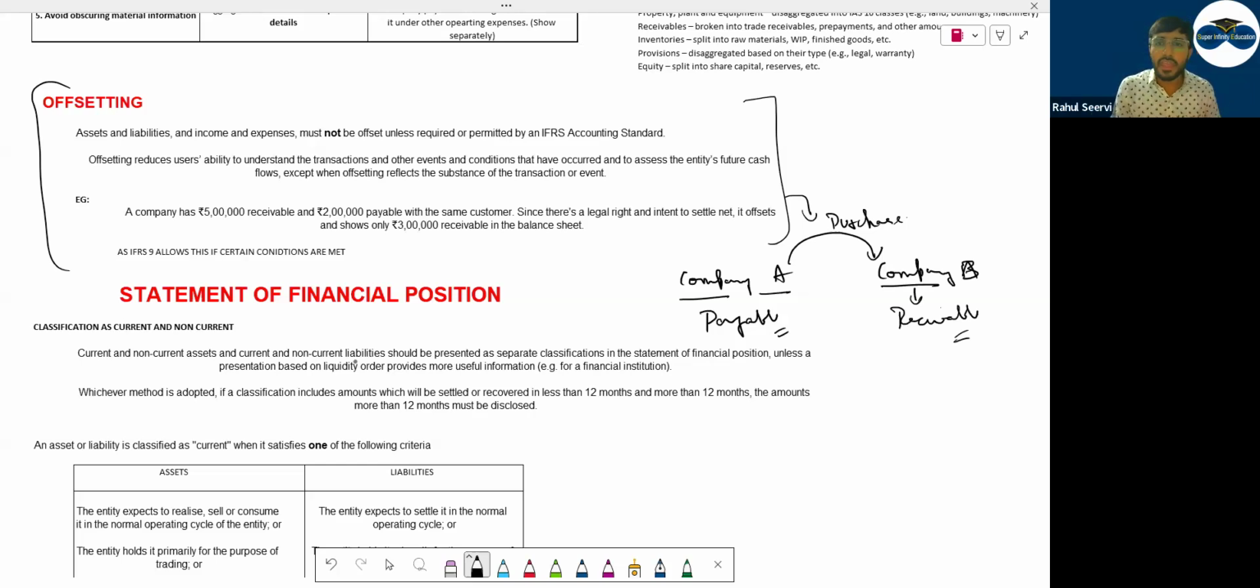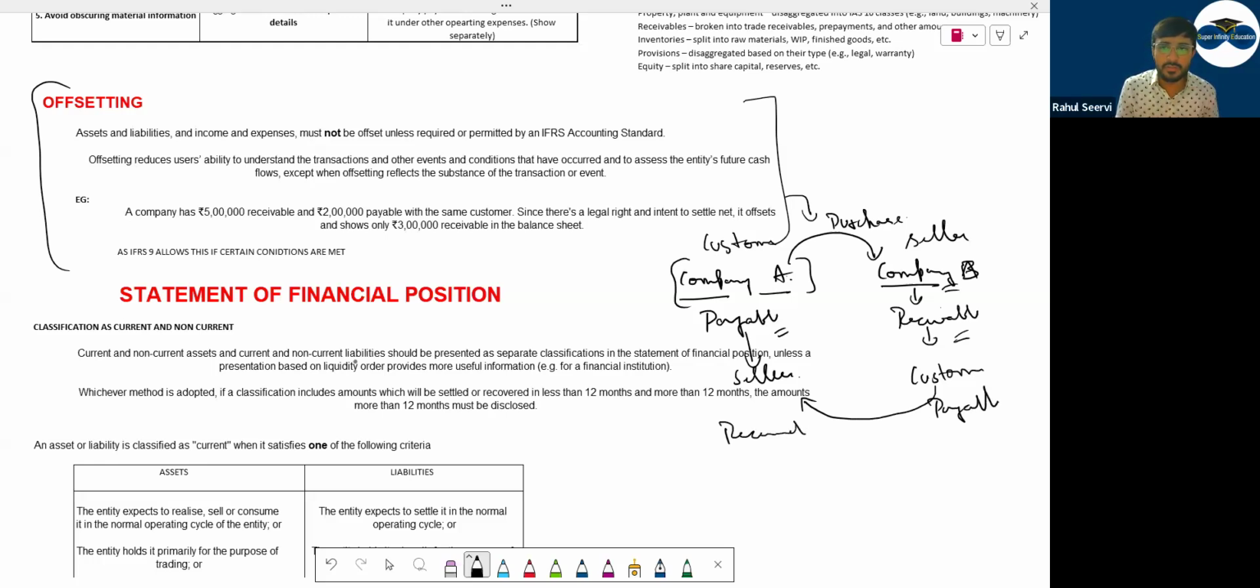Now, Company A is the customer here and Company B is the seller. The opposite could also be true: Company B is a customer and Company A is the seller. Both companies can purchase goods from each other. So if Company B is purchasing from A, in Company B's books it will be a payable, and in Company A's books it will be a receivable. One company can have both payable and receivable from a single party.